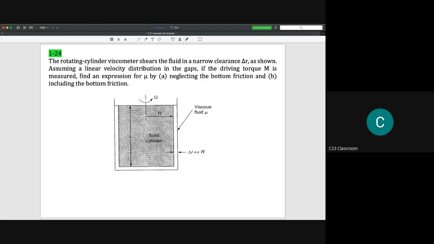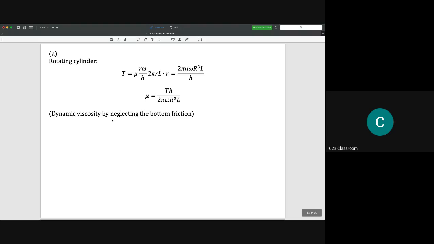In this question, they ask you to calculate the value of mu, which is the dynamic viscosity, but actually it is okay for you to start the calculation with the torque M. I will skip the solution for this one, so you could refer to the previous notes in this subtopic. If it is the rotating cylinder only, it means we are neglecting the bottom friction, so the torque can be written as this one.